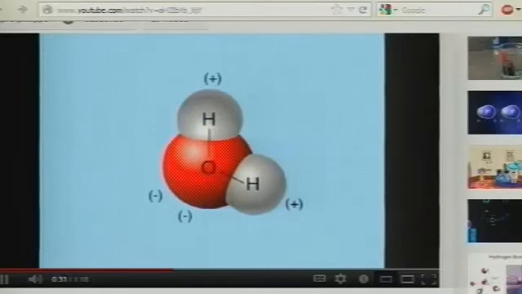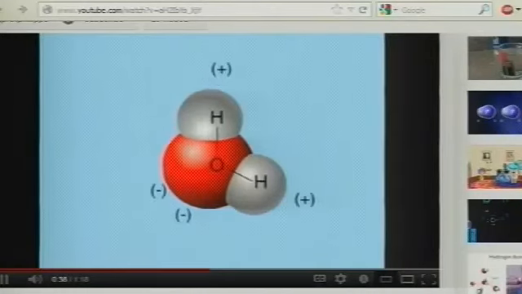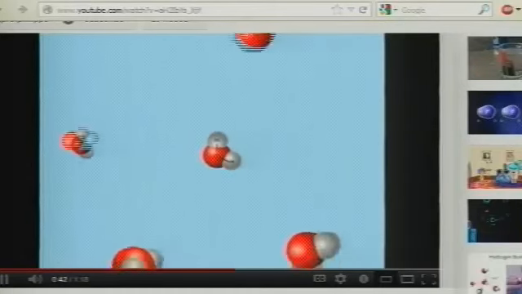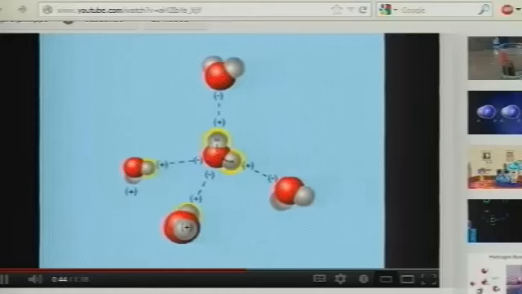Because of the unequal sharing of electrons and the resulting positive and negative poles, a water molecule is said to be polar. The polarity of water molecules causes them to be attracted to each other. Since the positively charged atom involved in this special type of attraction is always a hydrogen atom, this kind of bond between molecules is called a hydrogen bond. Each water molecule can hydrogen bond to 4 other water molecules.